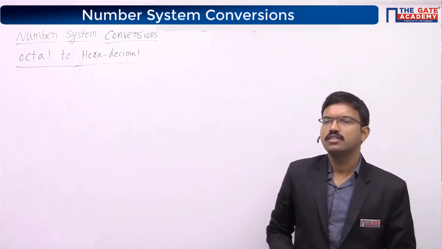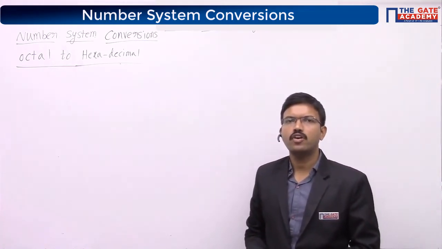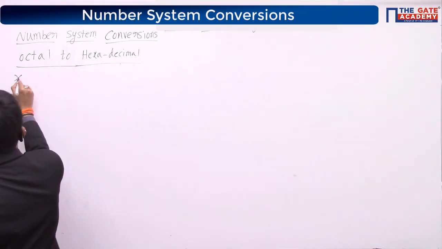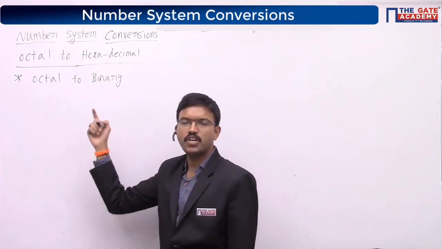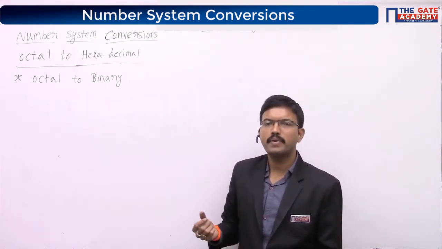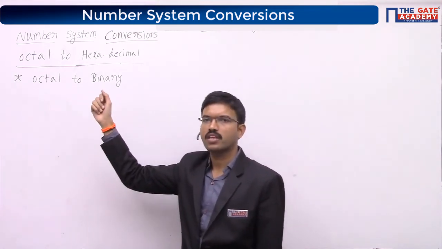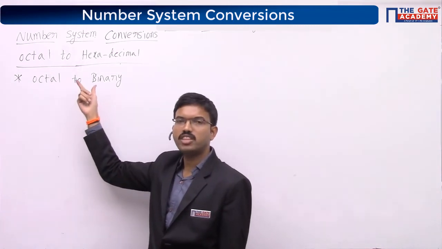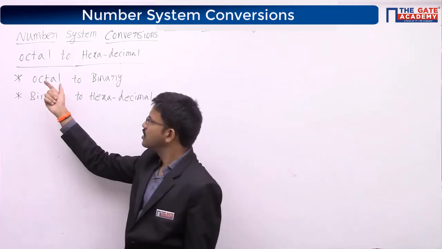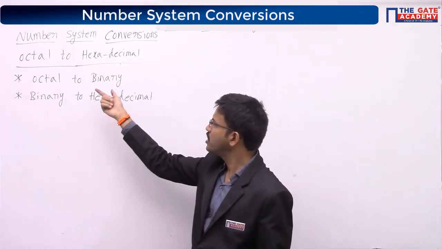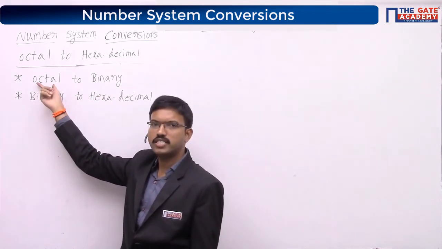Write down. We can convert the octal number into the corresponding hexadecimal number by following these two steps. First step, convert the given octal number into the corresponding binary number by representing each octal digit with 3 bits.